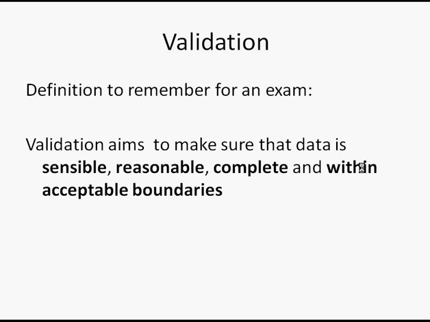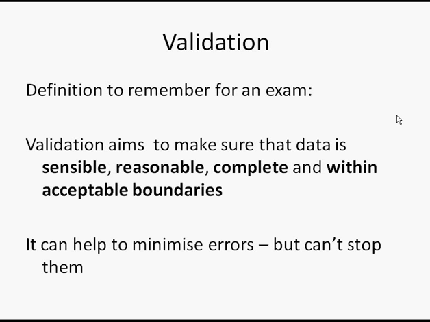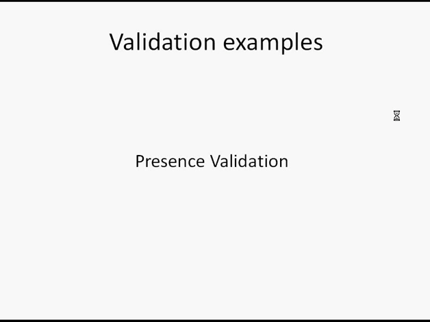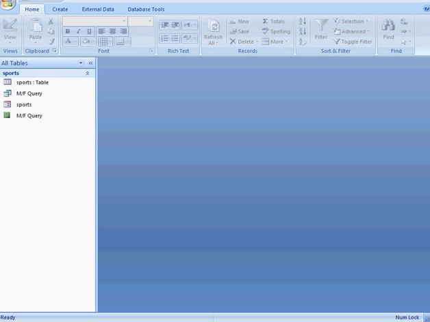Definition to remember for an exam might be that validation aims to make sure that data is sensible, reasonable, complete, and within acceptable boundaries. It can help to minimize errors, but can't always stop them. Some examples of validation. Presence validation is used a lot.